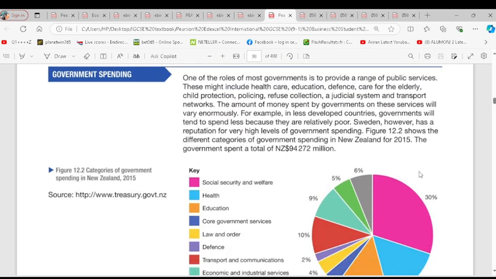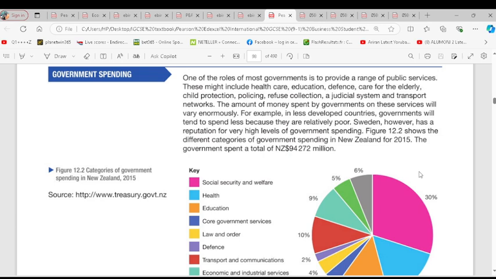Government spending. One of the roles of most governments is to provide a range of public services. This might include healthcare, education, defense, care for the elderly, child protection, policing, refuse collection, a judicial system, and transport network. The amount of money spent by government on these services will vary enormously. For example, in less developed countries, government will tend to spend less because they are relatively poor. Sweden, however, has a reputation for very high levels of government spending.